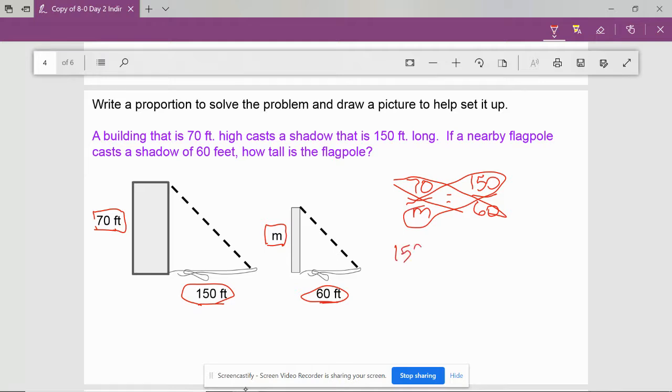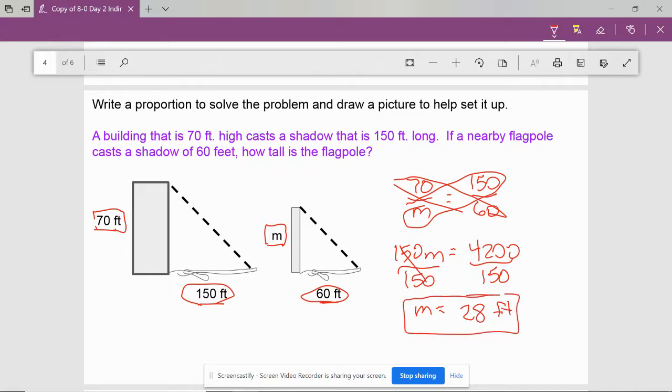We get 150 m is going to be equal to 4,200. That's what 70 times 60 is. We're going to divide by 150. We get that m is going to be equal to 28 feet. And that's our answer. So our flagpole is 28 feet high.